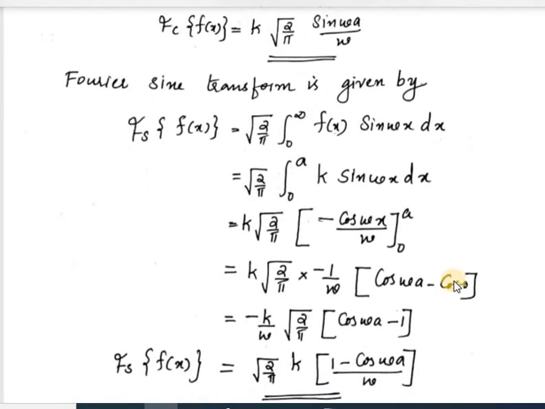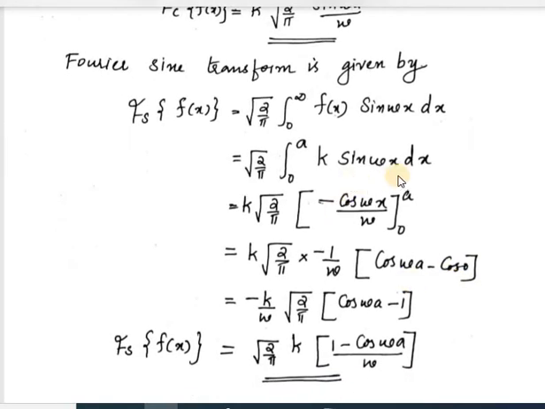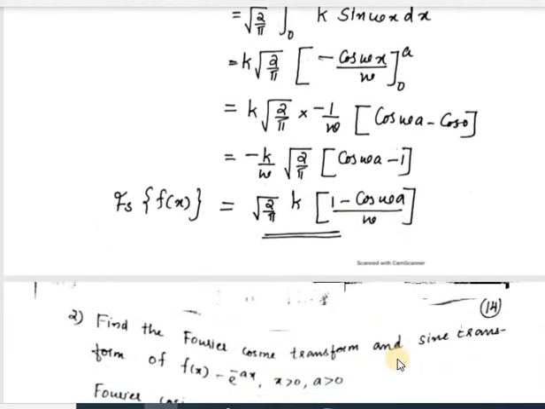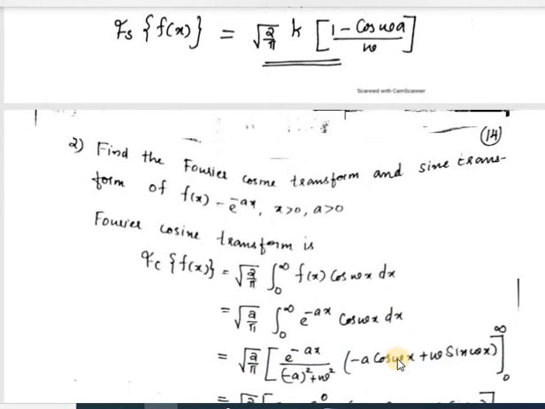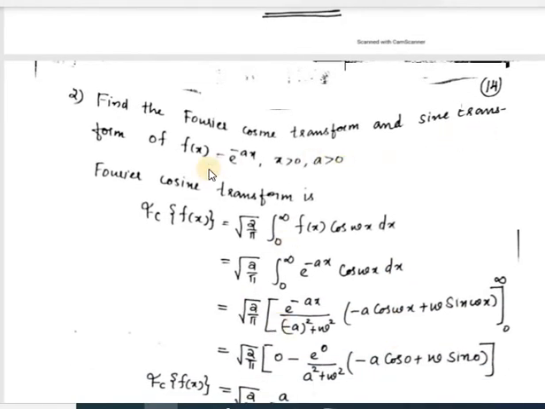Now k is a constant, we can take it outside, and the integral of sine, we know, is minus cos. So it is minus cos omega x divided by the derivative of omega x with respect to x, which is omega, and the limit is from 0 to a. Then we can take omega and the minus outside, and applying the upper limit x equal to a, it is cos omega a, and for the lower limit 0, it is cos 0. We know that cos 0 is 1, so it becomes minus k by omega root 2 by pi into cos omega a minus 1. So the answer, multiplying the minus inside, is root 2 by pi k into 1 minus cos omega a by omega.